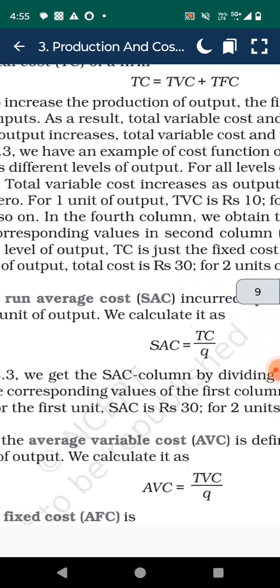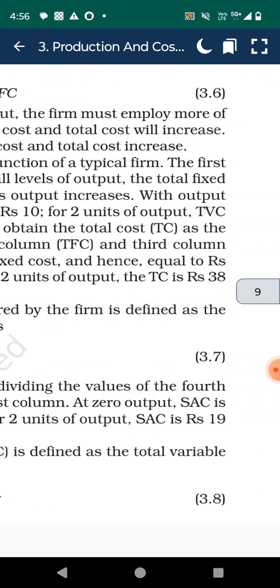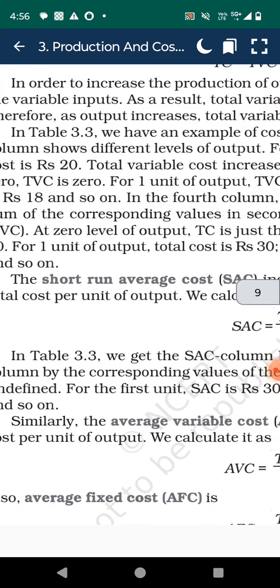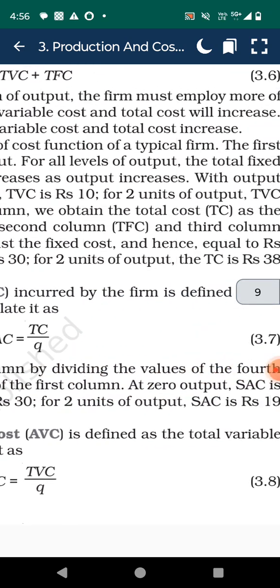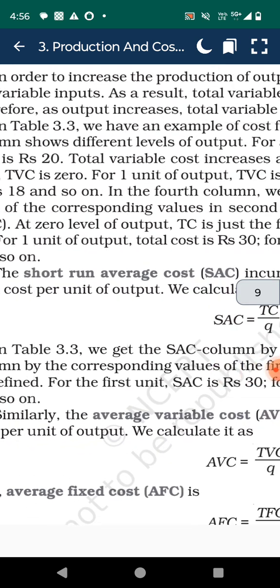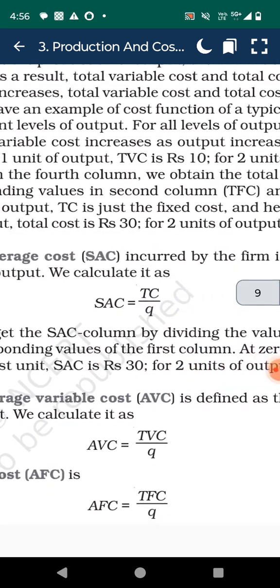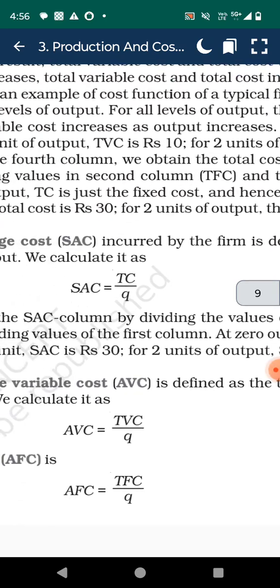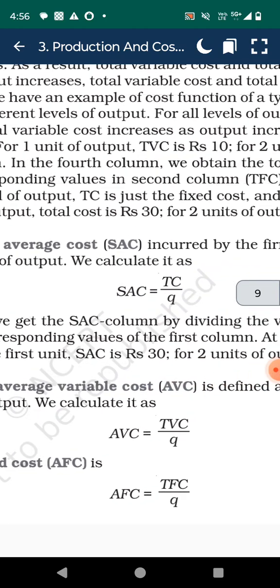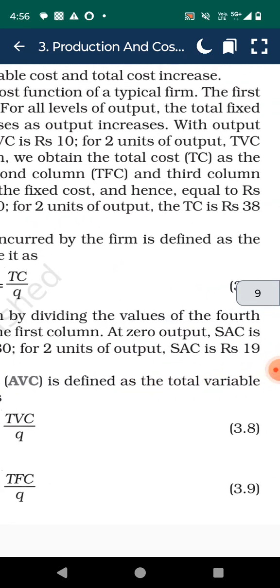In order to increase the production of output, the firm must employ more of the variable input. As a result, the total variable cost and the total cost will increase. As the output increases, the total variable cost and the total cost increase. In Table 3.3, we have an example of the cost function of a typical firm.